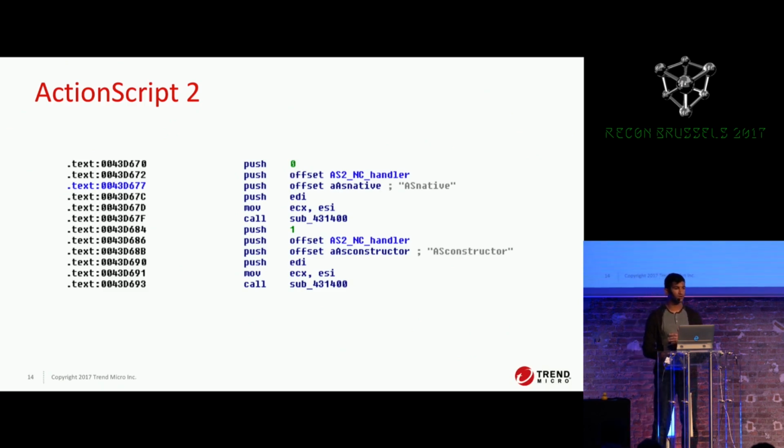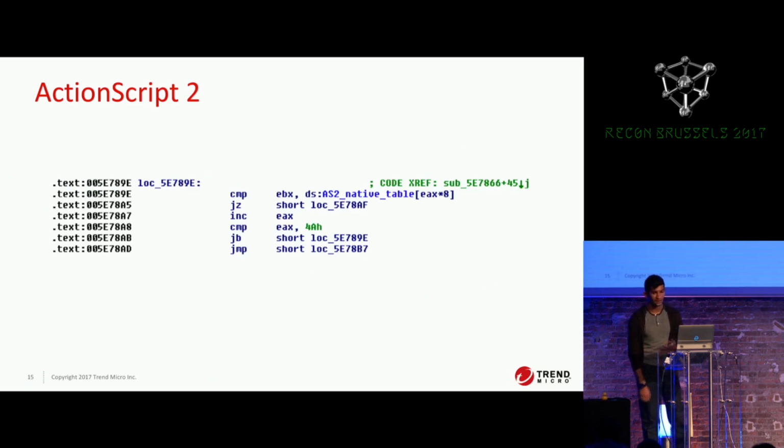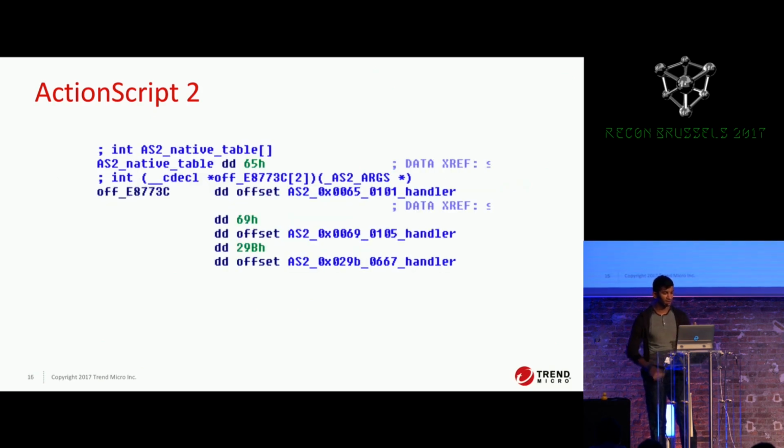And then they end up calling a function. This function is interesting in that it goes through a very large array, the array that I've renamed to AS2 native table. Just by looking through this function, we're able to see where that array is, and we're also able to get the size of the array, because there's a comparison against hex 4a. Hex 4a ends up being the entire size of the array, and so if we look at it now, we have an array of a DWORD, which ends up being that first argument to ASnative and ASconstructor, and then we have the handler functions.